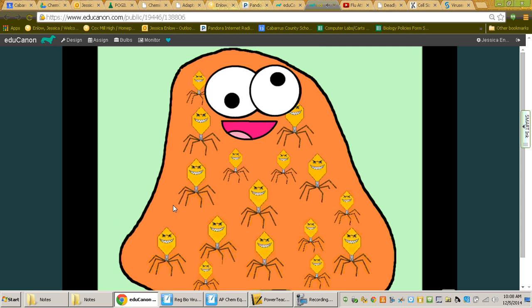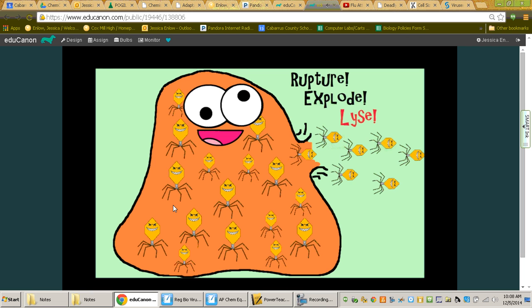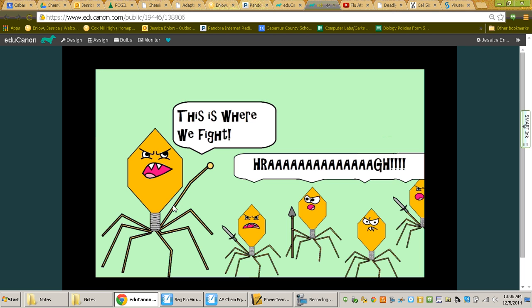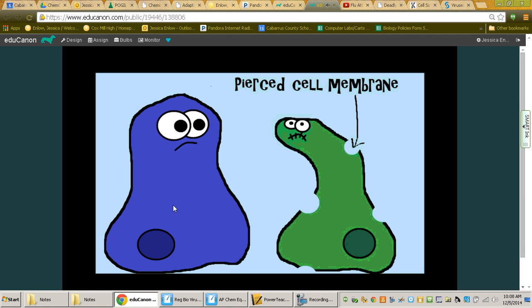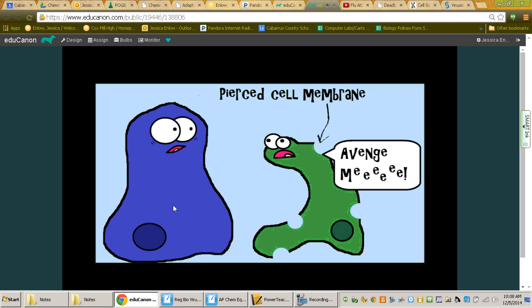It's going to cause the cell membrane of the host to rupture, explode, lyse. And so what happens is now these new viral copies get out of the cell and go and infect other cells. This is very bad. This is known as the lytic cycle. By the way, the lysing of the cell membrane is a very bad thing for a cell. A cell cannot survive without its cell membrane. So definitely not a good thing for a cell.